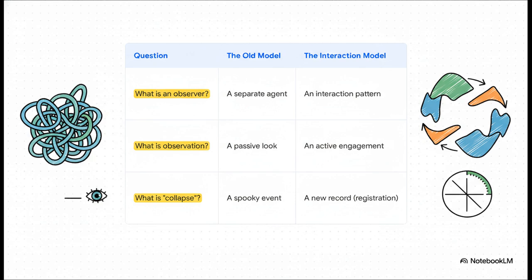But what if an observer is just another complex pattern of interaction? And what if observation isn't some passive peek, but an active engagement? It's just another interaction. In that case, the so-called collapse of the wave function isn't some spooky, magical event. It's just the creation of a new resolved record from that interaction. And just like that, all the weirdness, all the spookiness, just disappears.